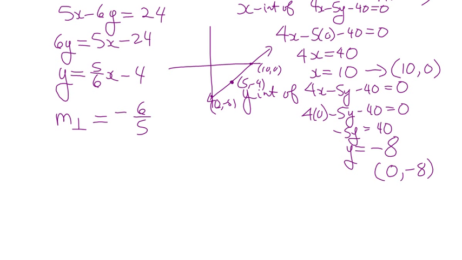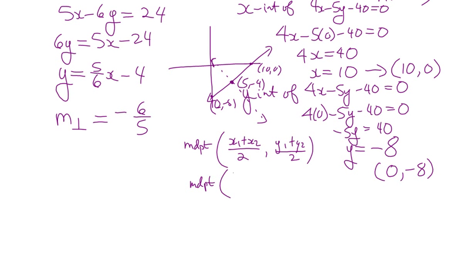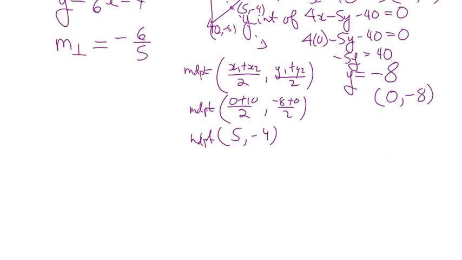So midpoint, and then we want a slope of negative 6/5. So that's going to be that line there. All right, but okay, let's show the midpoint. So midpoint, x1 plus x2 over 2, y1 plus y2 over 2. So what do we got? 0 plus 10 over 2, and negative 8 plus 0 over 2 gives me 5, negative 4. Okay, so what has the question now become?